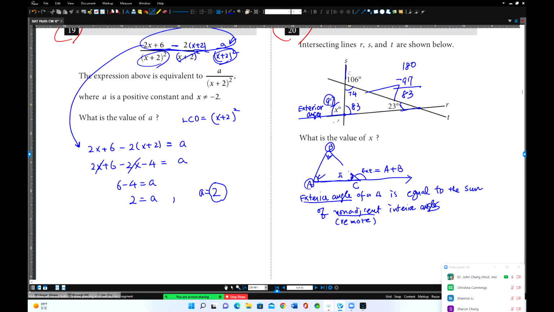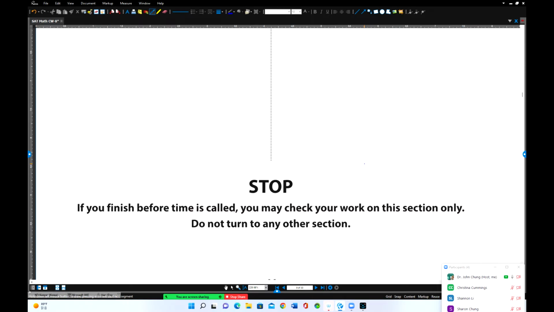But if you apply the exterior angle theorem, you can get the answer from these two angles before you find the other number. That's why the sum of these two equals this one. That is the exterior angle theorem. Number 20, 97 is the answer. That's number 20. Now we're going to move on.